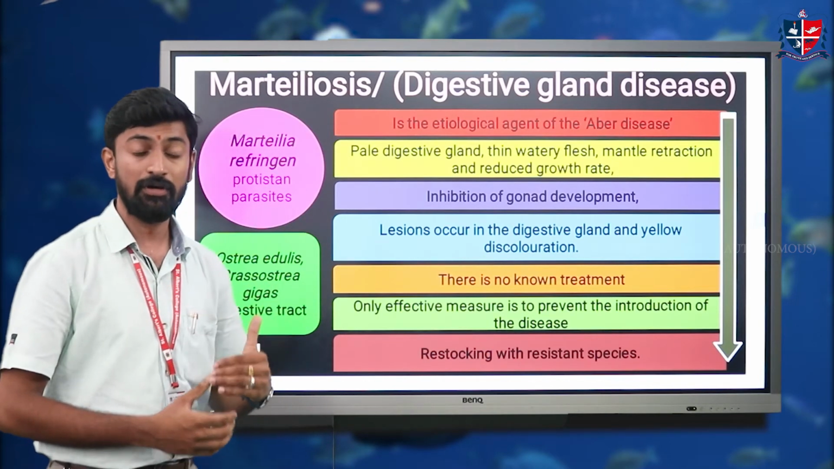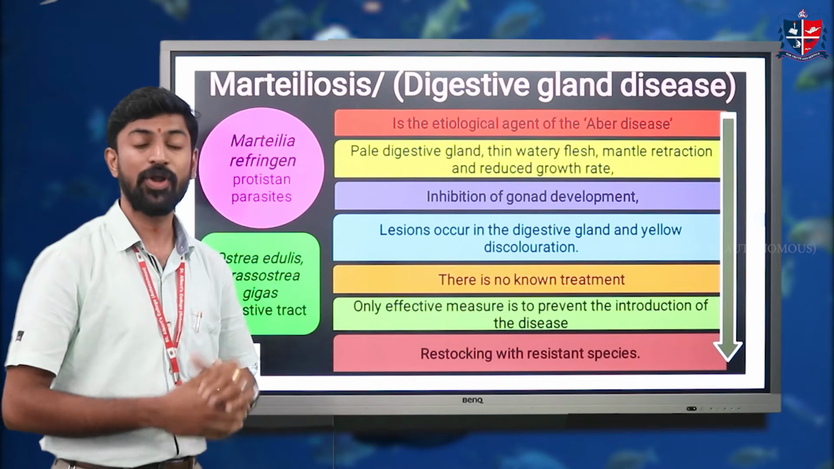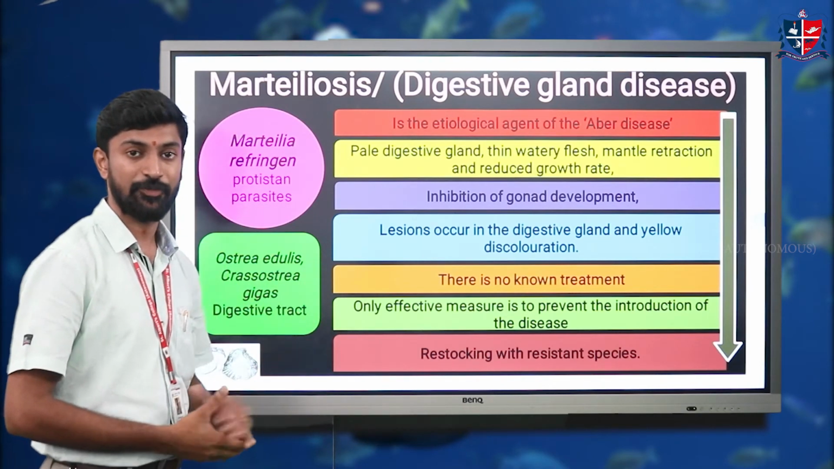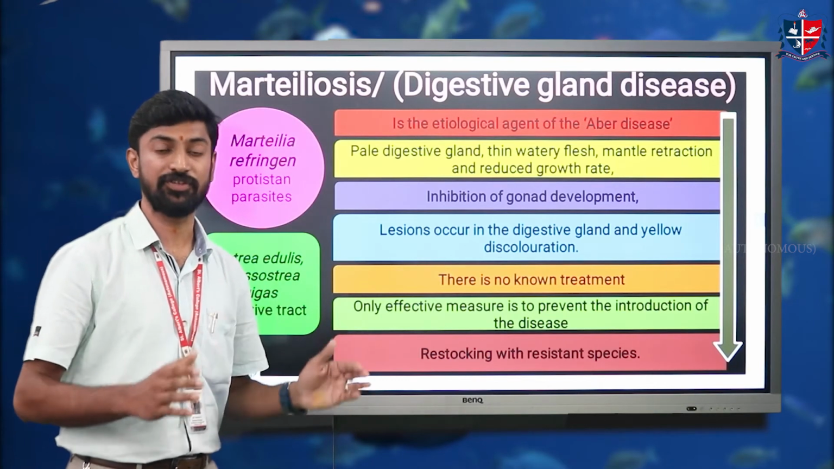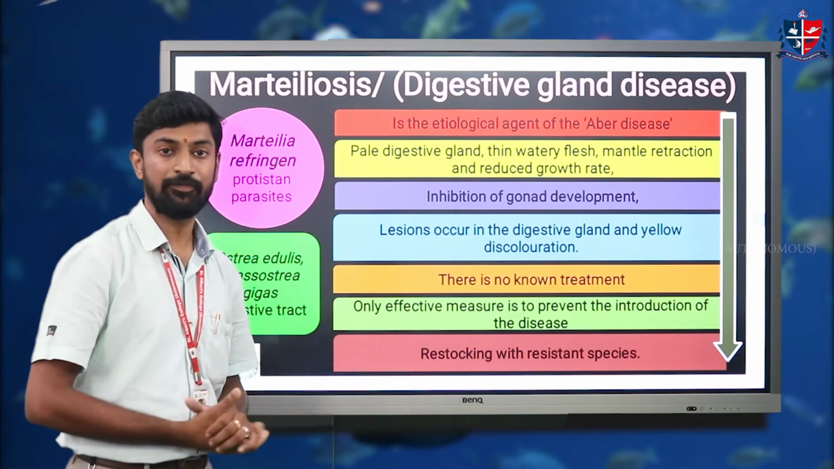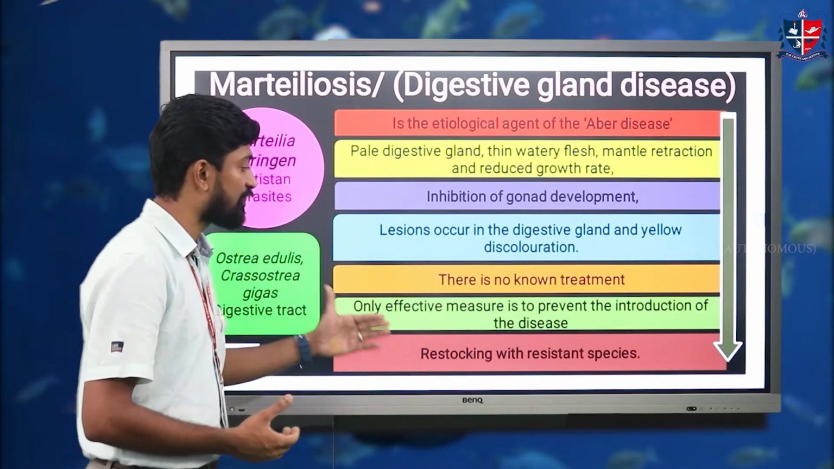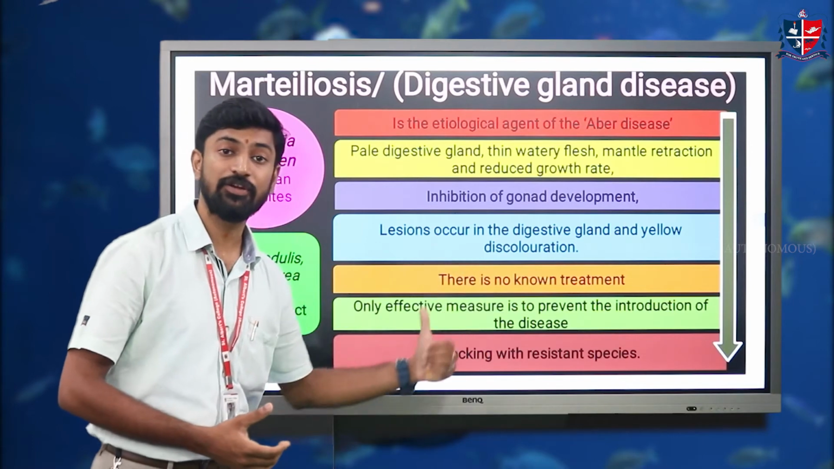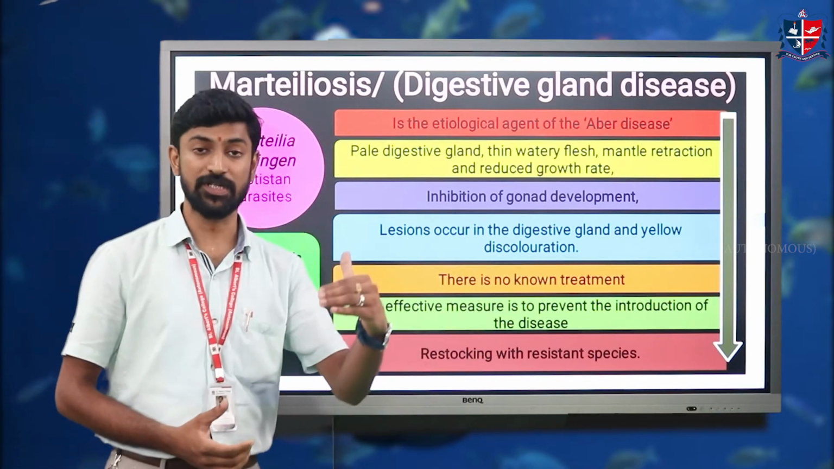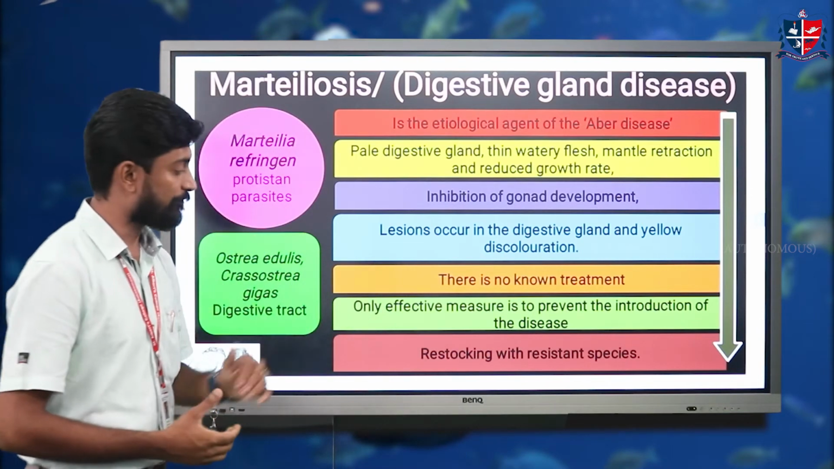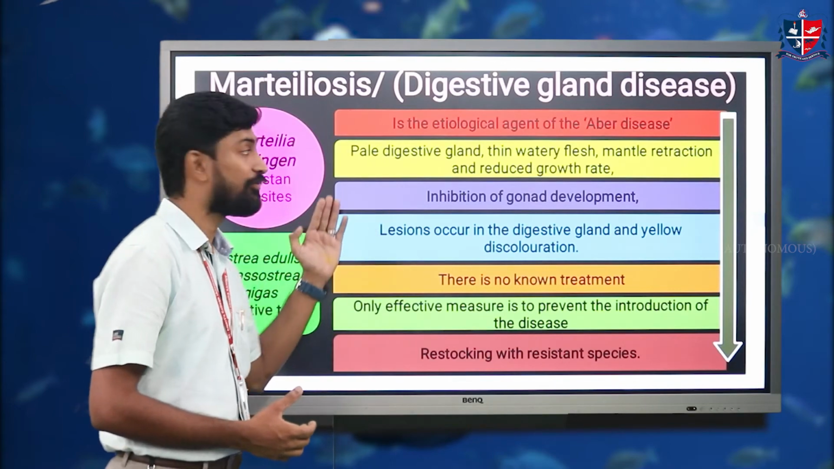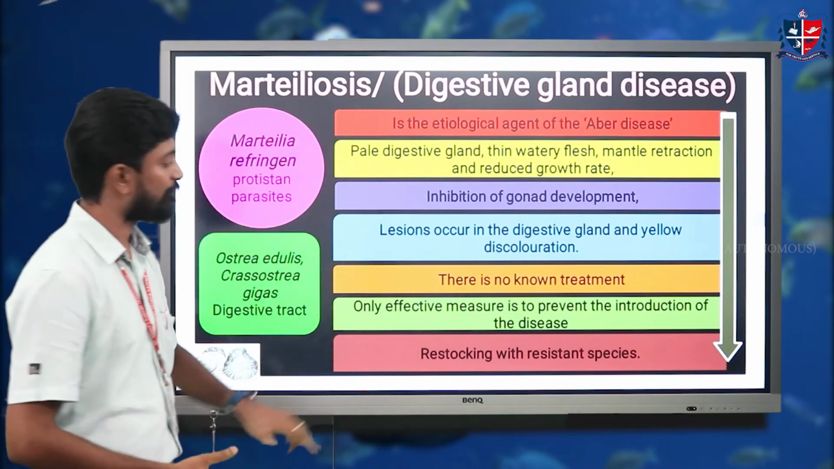And there is no known treatment, same as bonamiosis. There is no known treatment for martiliosis also. We can only prevent the disease, only prevent the entry of the pathogen to the cultured area. The effective measure is to prevent the introduction of the disease, and restocking with resistant species is the prophylaxis or controlling measure of martiliosis.